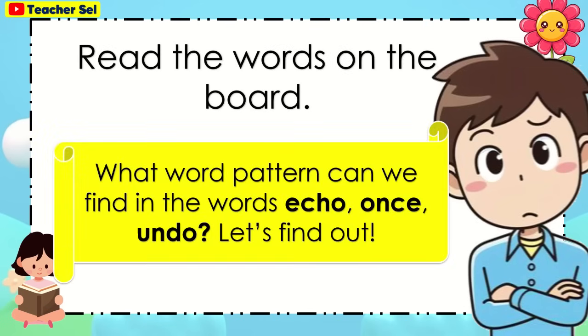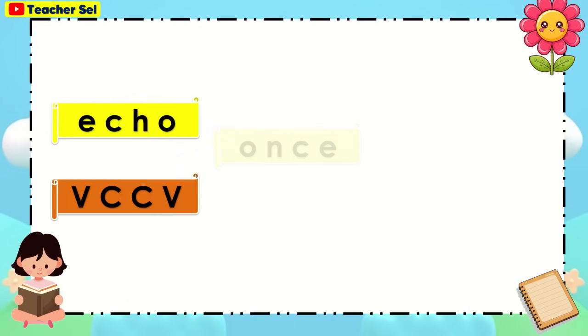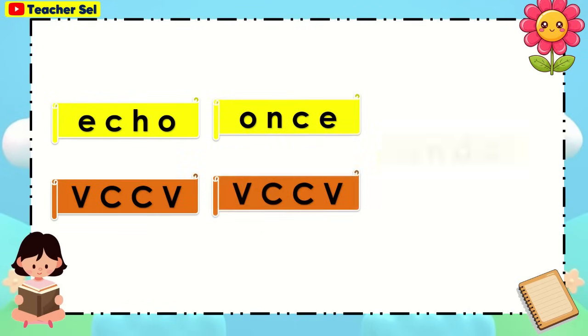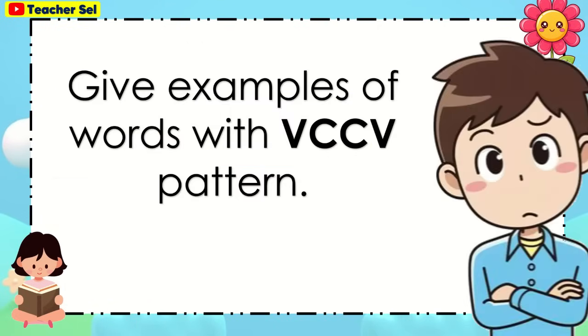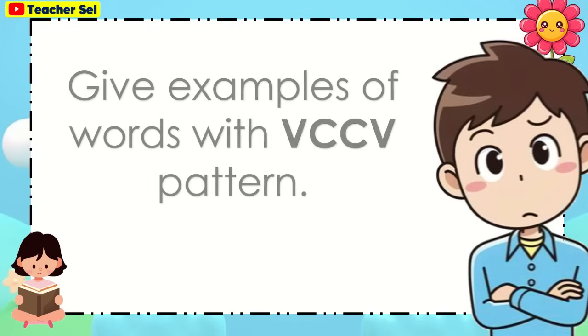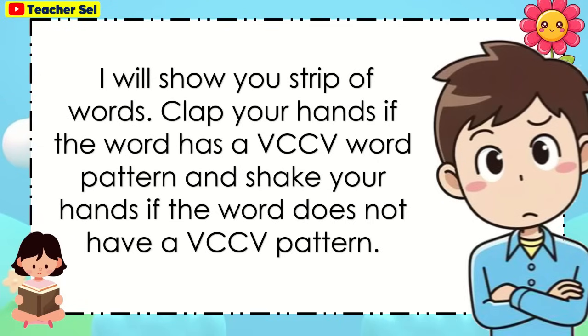Read the words on the board. What word pattern can we find in the words echo, once, undo? Let's find out. Echo, VCCV pattern. Same as well with once and undo. Give examples of words with VCCV pattern. I will show you a strip of words. Clap your hands if the word has a VCCV word pattern and shake your hands if the word does not have a VCCV pattern.